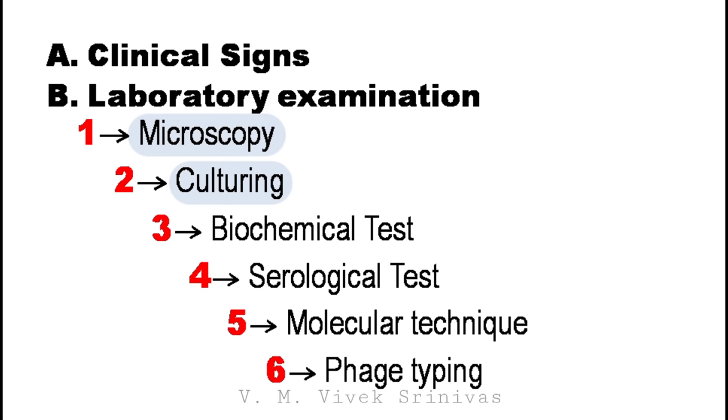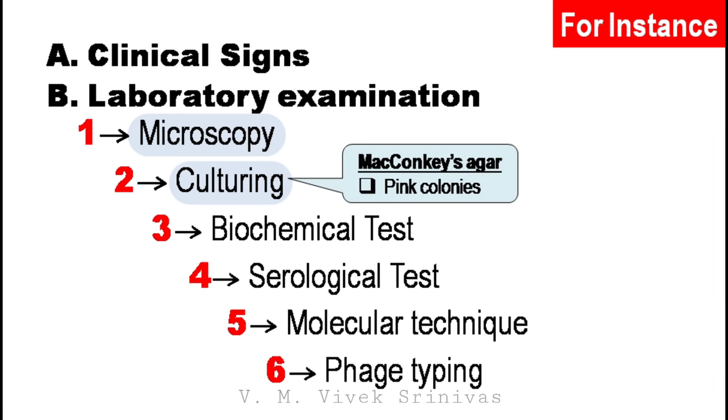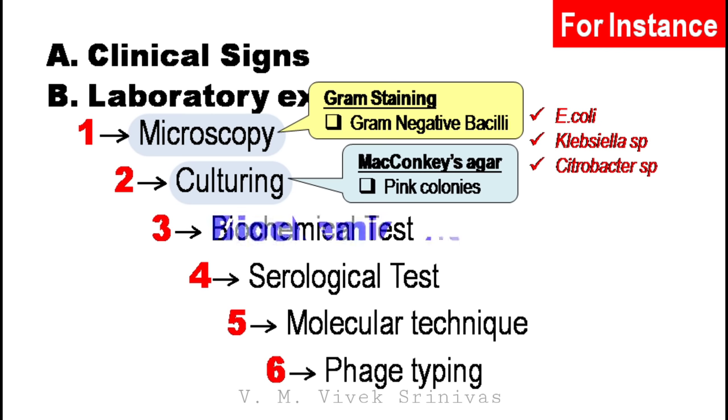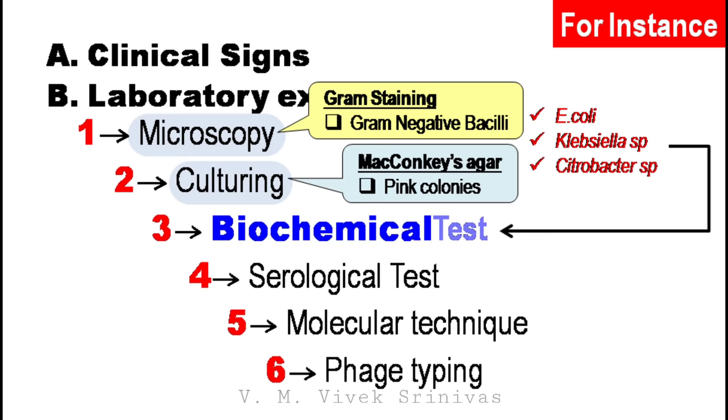By the microscopic examination and the culturing technique alone, the complete identity of the bacteria is not possible. For instance, bacteria producing pink colonies on the MacConkey's agar, when subjected to microscopic examination, will show gram-negative bacilli, which may be E. coli, Klebsiella, or Citrobacter. So, the genus and species level bacterial identification is achieved by subjecting the bacterial culture to various biochemical tests and other techniques.